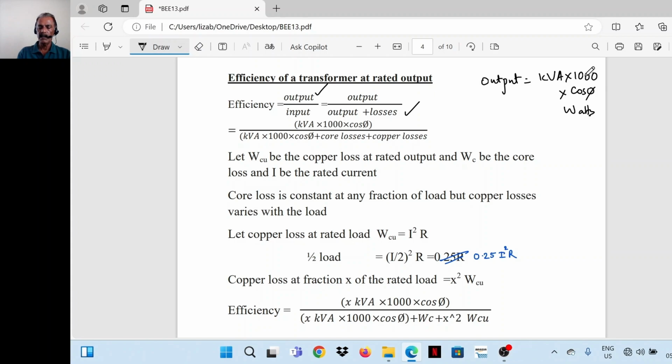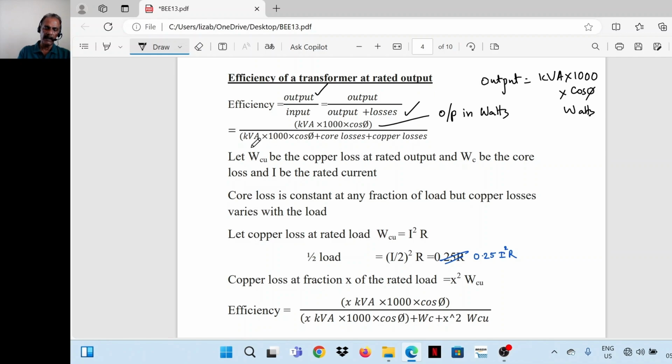So that is nothing but VI cos phi. VA is volt-ampere, kVA is kilovolt-ampere. kVA into 1000 is volt-ampere, that is voltage into current, V into I, into power factor. That is the output in watts. So kVA into 1000 into cos phi is the output in watts.